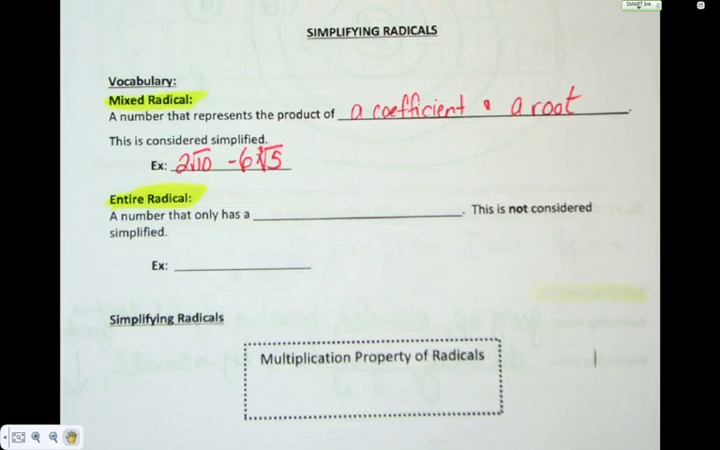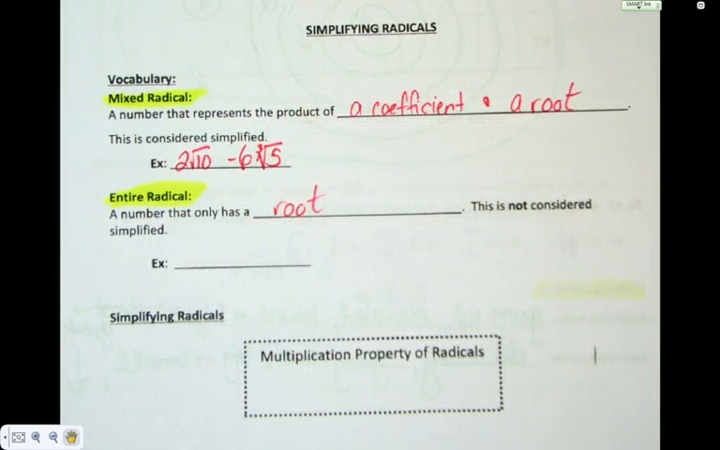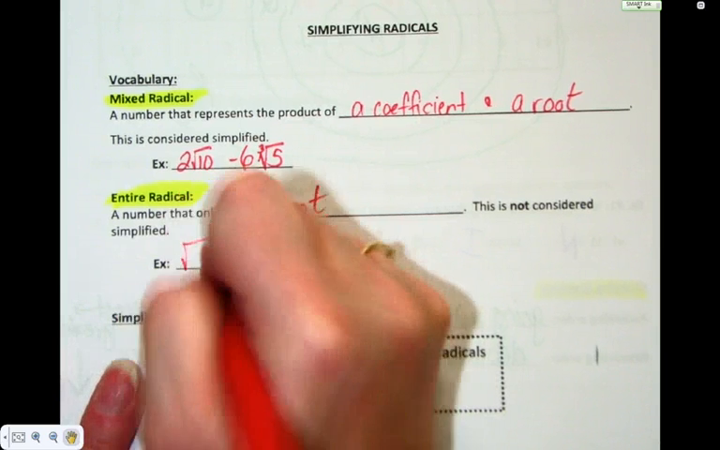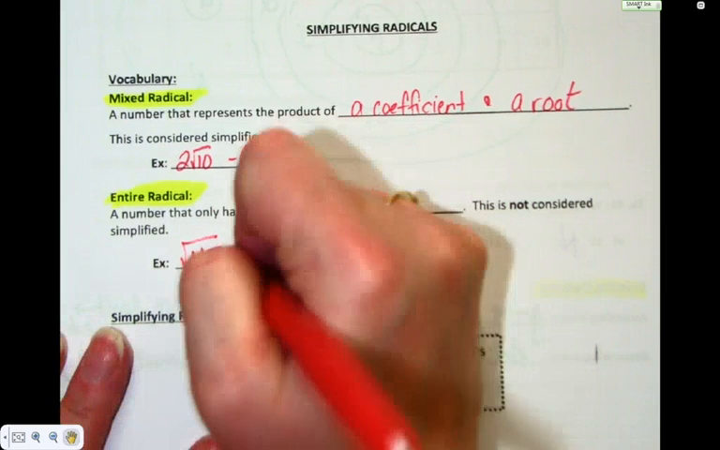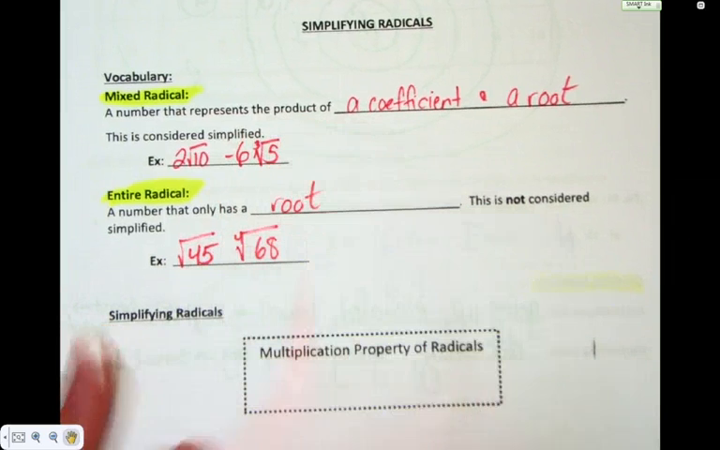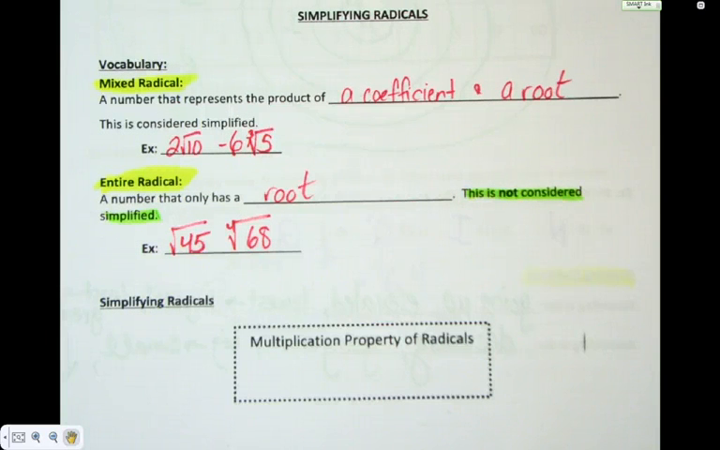An entire radical is a number that only has a radical or a root. So an example could be the square root of 45, or the fourth root of 68. And generally, these are not considered simplified. And so that's all I'm going to show you today: how to take something like root 45 and simplify it.